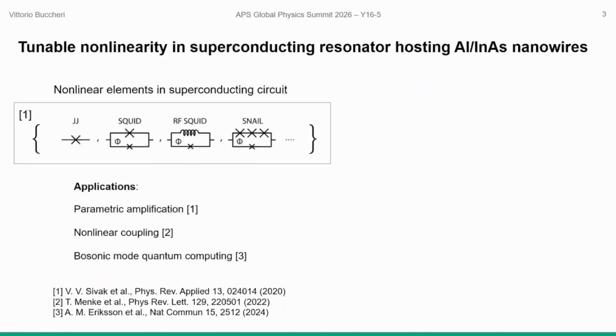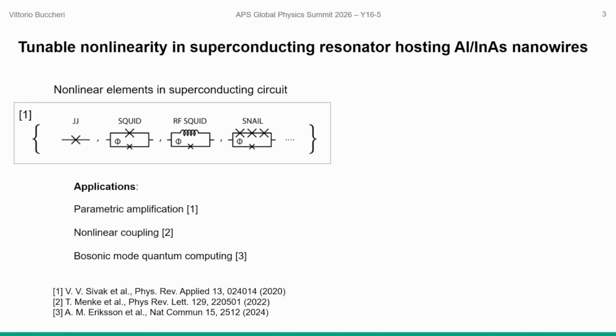So I want to talk about nonlinear resonators. In order to make a nonlinear resonator, we need a nonlinear element, and this schematic shows that the Josephson junction is the simplest way to implement such an element. It also shows that we can arrange one or more junctions in different nonlinear geometries, such as SQUIDs or SNAILs. Why is this useful? Because we can apply such devices in several applications, like parametric amplification, nonlinear coupling, and bosonic mode quantum computing.